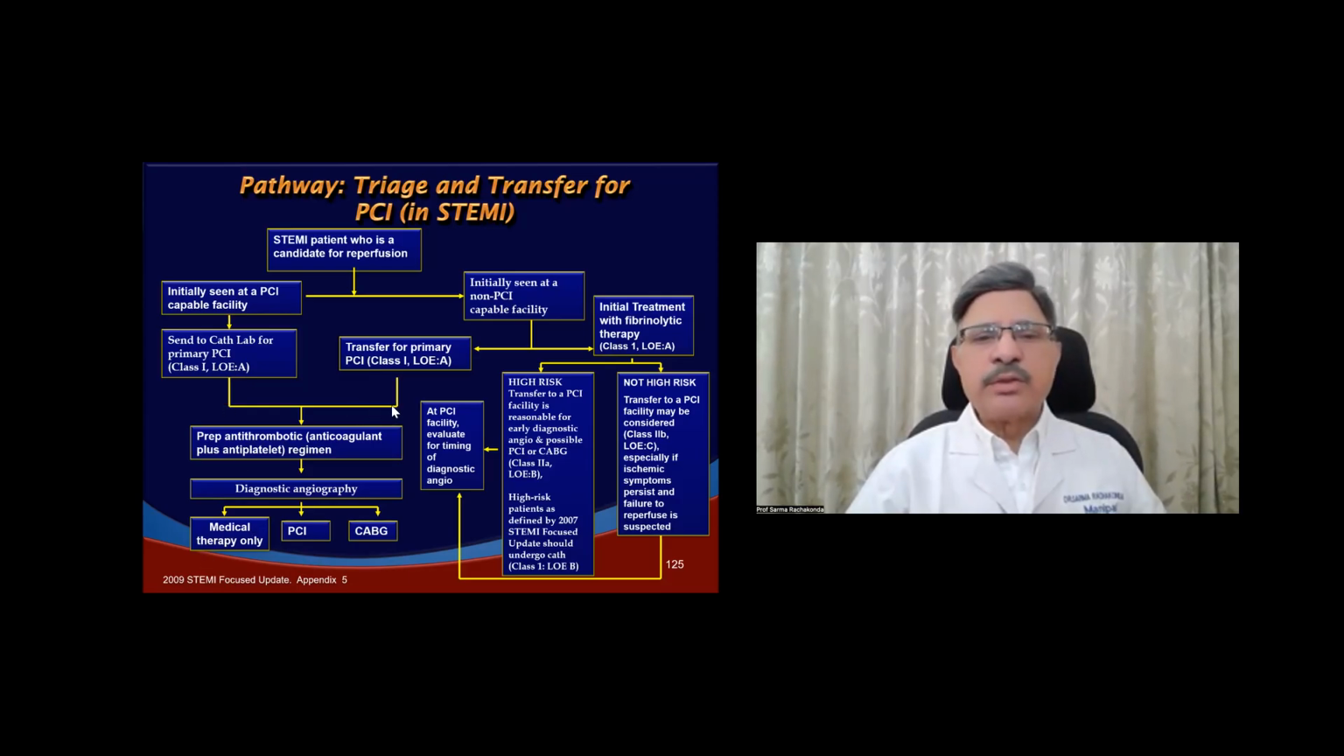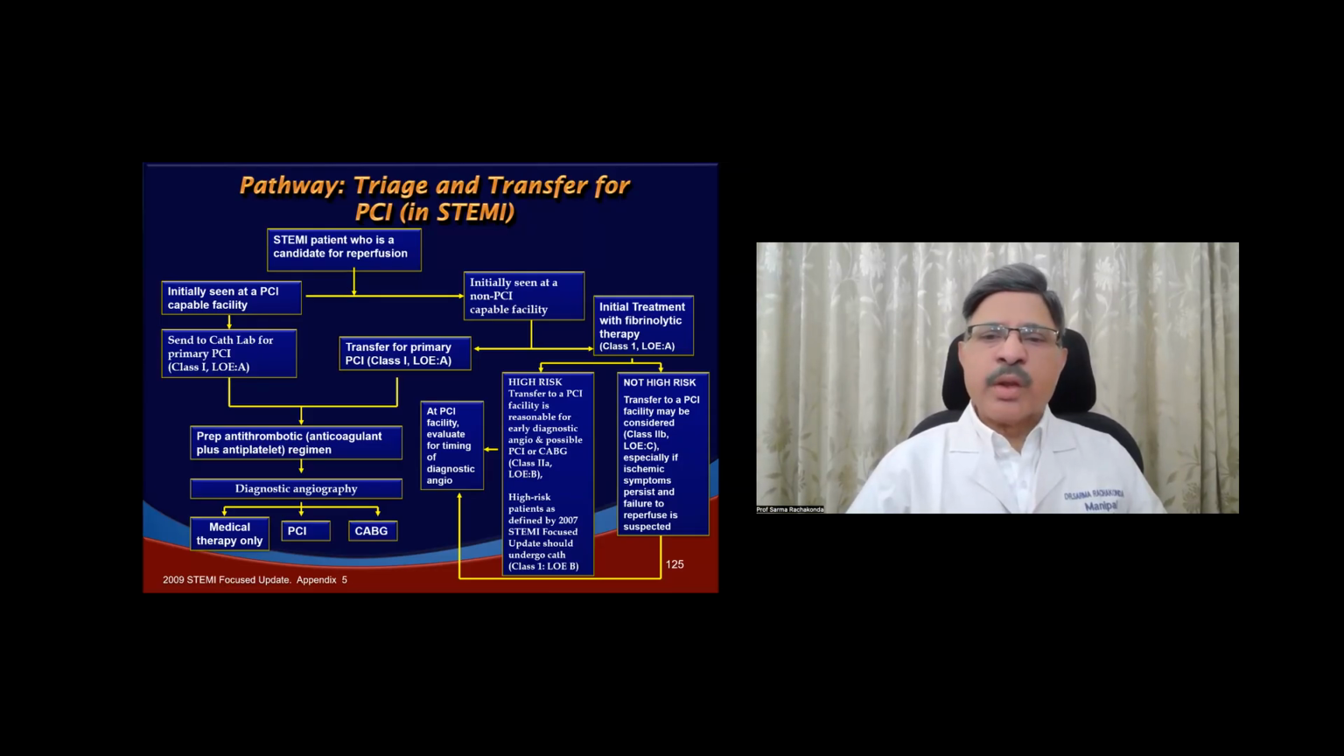Supposing you have this, transfer for primary PCI. If the cath lab facility is there, then you transfer for the primary PCI. Now, if initially seen at a non-PCI capable center like a primary health center, where there is no PCI capability, then initial treatment with fibrinolytic therapy must be given. But fibrinolytic, tenecteplase or alteplase or any one of those agents which we have thought of.